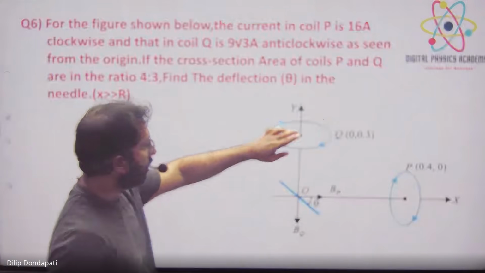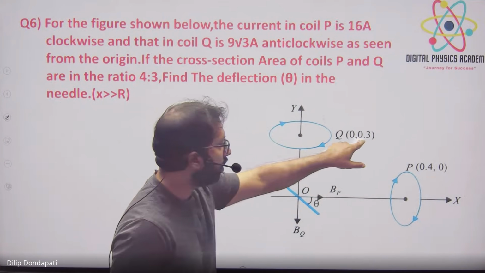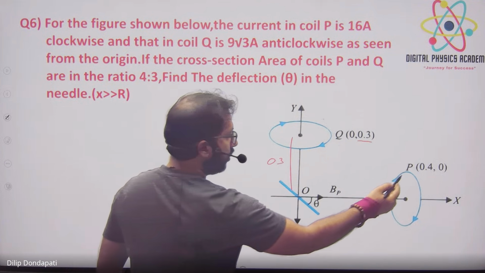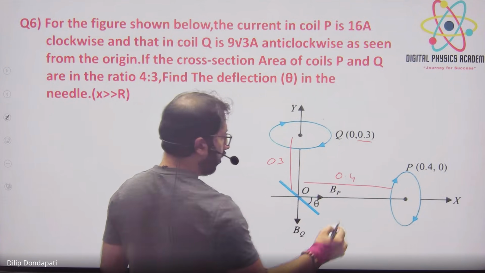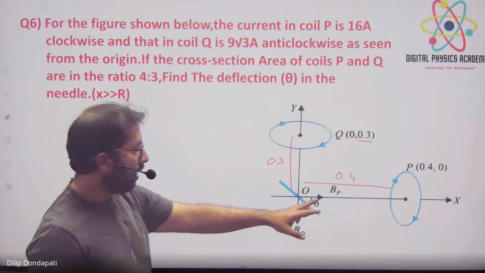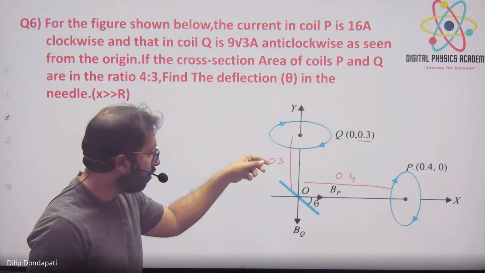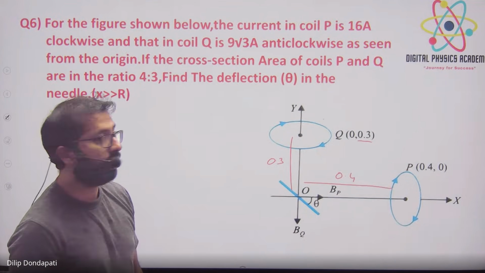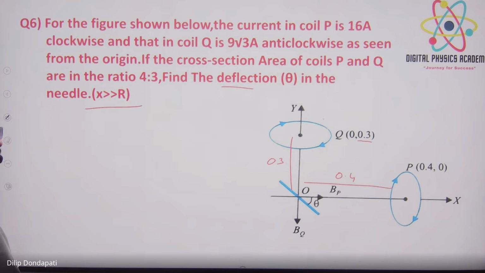Look, here two coils are there. This Q point is how far from the origin? It is 0.3 meters away. And at 0.4 meters the P coil is there. Because of this, they told the magnetic field is downwards. Because of this, the magnetic field is like this towards BP and BQ, and by placing a compass magnetic needle it is showing a certain angle theta. He is telling the deflection theta is how much when x is much greater than r.